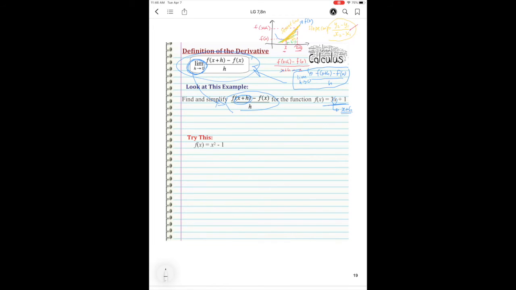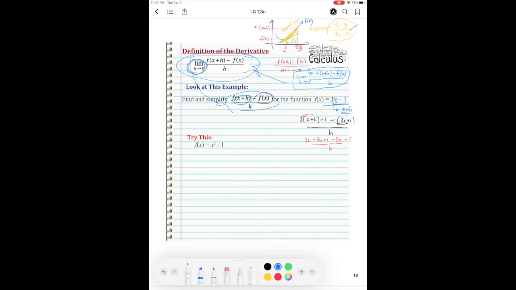Okay, so let's go through this. So we have 3 times (x plus h) plus 1, take away the function. This is really important. This bracket is super important. It's going to change these guys, right? All over h. Okay, now we're going to tidy up. Rainbow in, rainbow in. So we have 3x plus 3h plus 1 minus 3x minus 1 all over h.